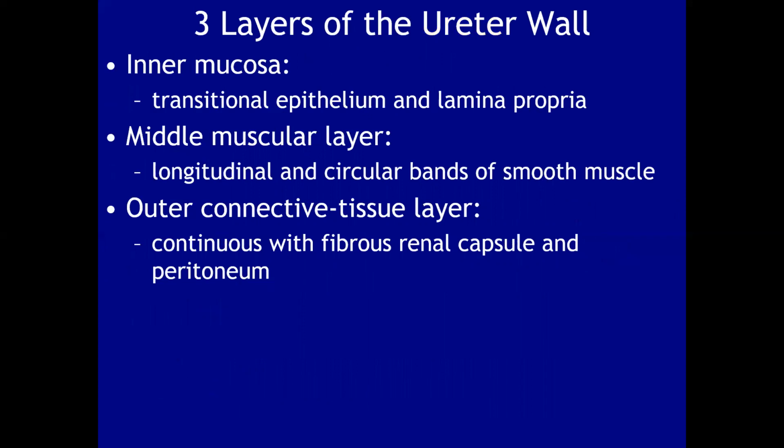There are three layers of your ureter walls. There's the inner mucosa, and then the middle muscular layer. It has longitudinal and circular bands of smooth muscle. Whenever you see longitudinal and circular bands of smooth muscle together, you can just about guarantee that peristalsis is going to occur in that organ. And then there is the outer connective tissue that's fibrous, very tough, and continuous with the renal capsule, the capsule that goes around the kidney.